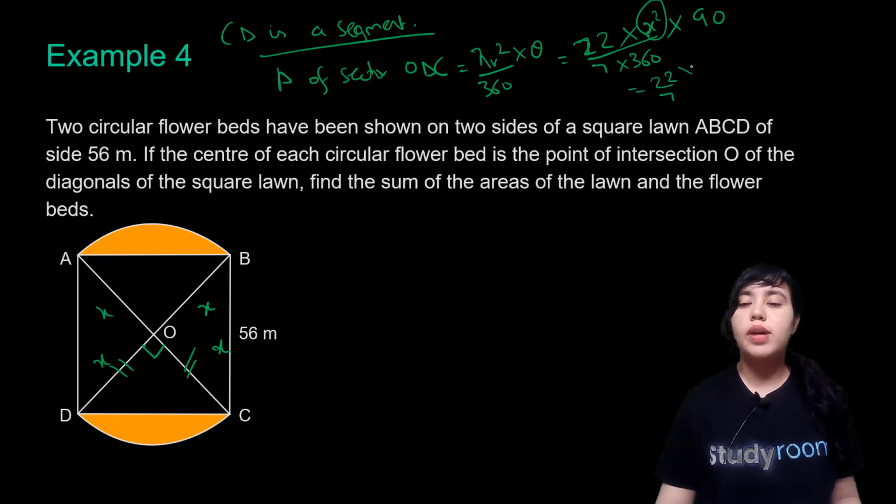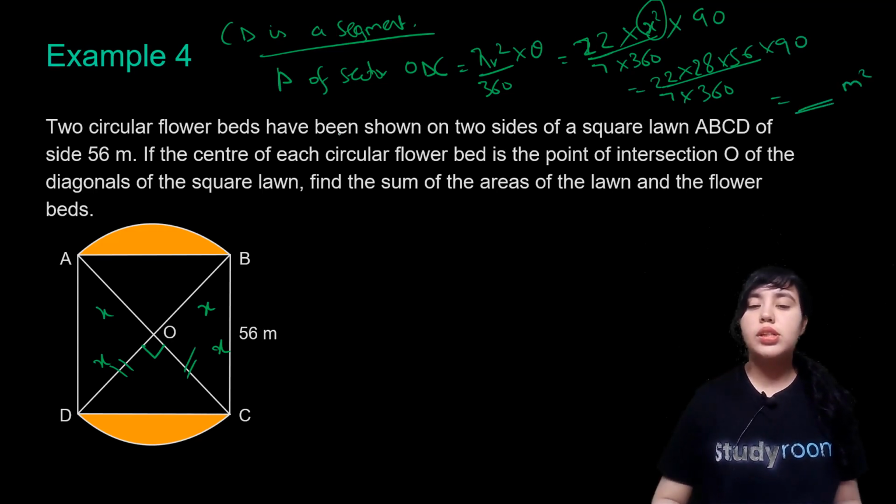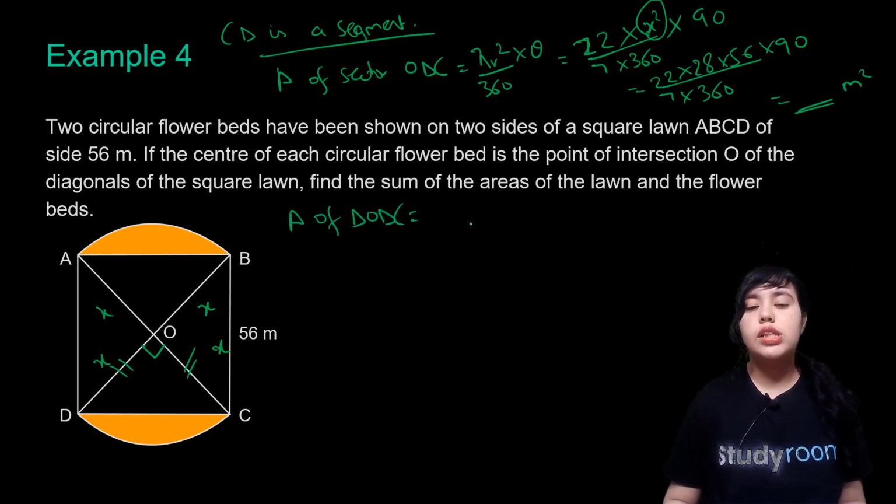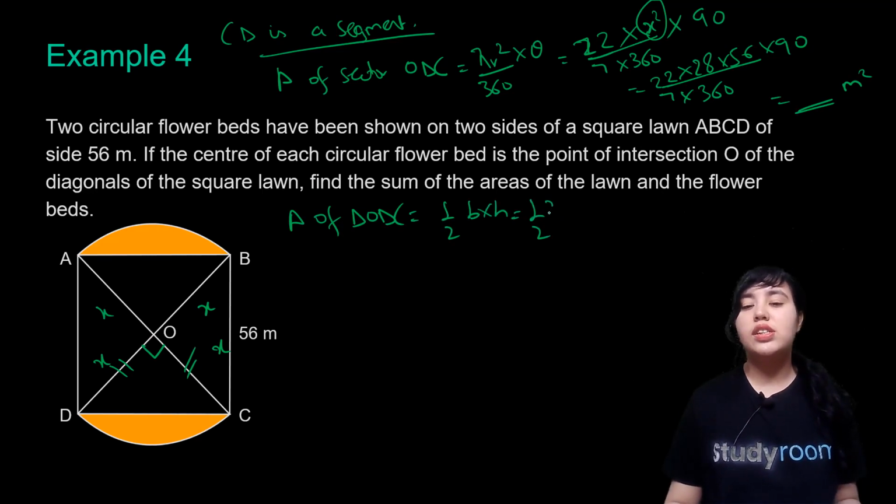So that will become 22 by 7. X square was 28 into 56. Here you have 360. Here you have 90. Find out this area. It will turn out to be some value in meter square. Now you'll also need to subtract the area of triangle ODC from this sector. So area of triangle ODC will be half base into height. So base and height, both of them are radii of a circle which we took to be x. That becomes half x square.